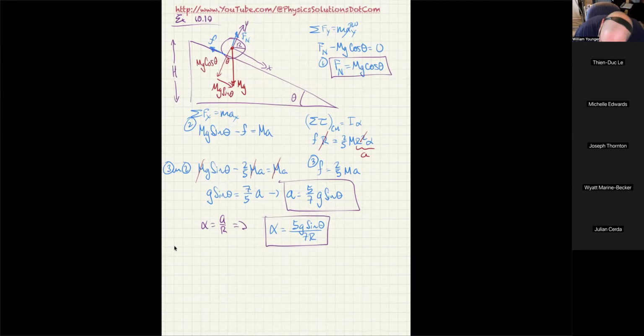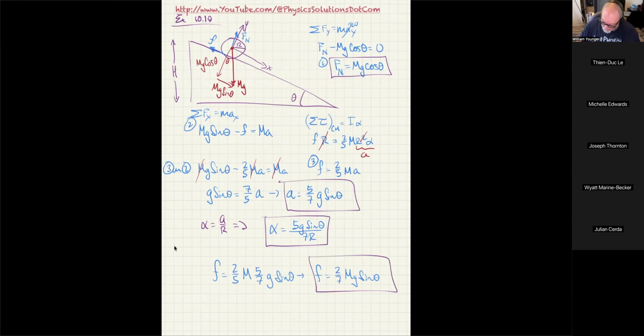And more specifically, our friction force, F, is equal to 2/5 m times a. And we figured out a was 5/7 g sine theta. So you can see now that the friction force is going to be 2/7 times mg sine theta. And you could even go along and divide out the normal force, and you'd find that the coefficient of friction would be 2/7 times tangent theta, if I remember correctly.